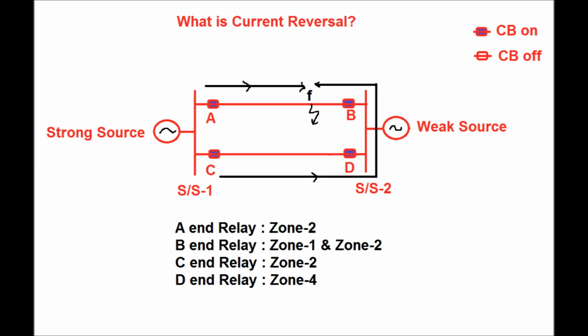So what is current reversal? In this figure, between substation 1 and substation 2, one double circuit line exists and the length of both the circuits is very short. So circuit A and B and circuit C and D are connected between substation 1 and substation 2. Substation 1 is connected with a strong source and substation 2 is connected with a weak source. The CB position has been shown for both the circuits.